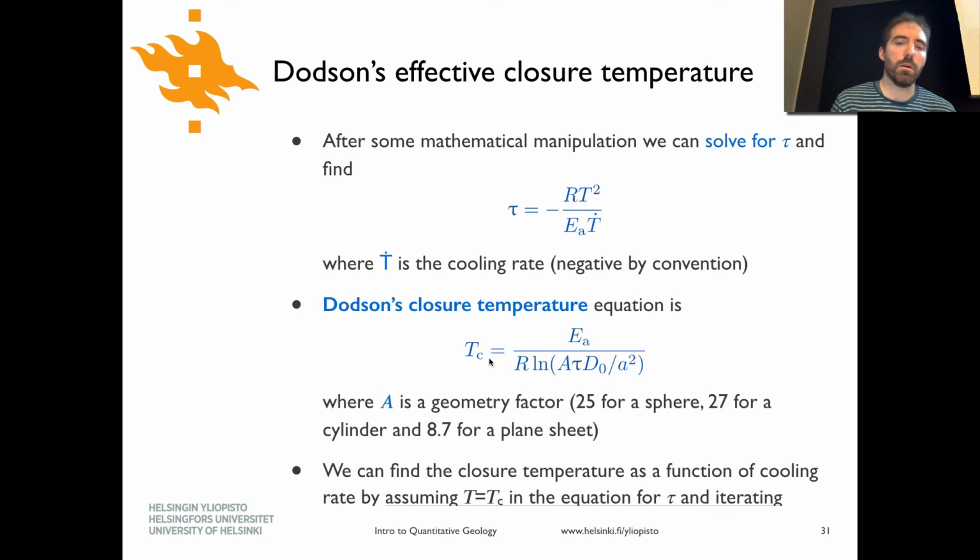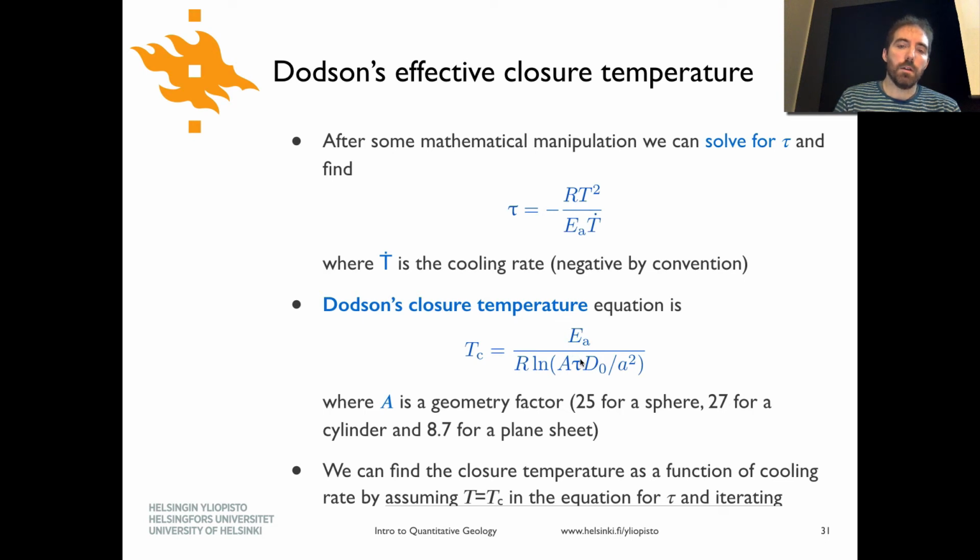But if you want, you can follow or look through the slides, and what is important is this equation for calculating the closure temperature. And so here you can see now this activation energy that was part of the equation about the temperature-dependent diffusion. Activation energy is in here. A is some geometry factor, and that has to do with what the shape of the crystal is, whether you can treat it like a sphere or whether it's like a cylinder or a plane sheet. So micas are often treated as planar sheets.